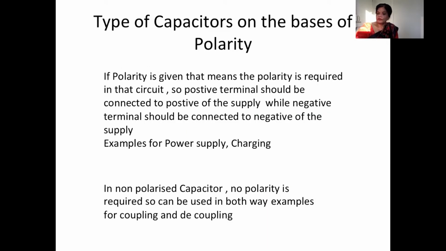Now the types of capacitor on the basis of polarity. If the polarity is given, that means the positive and negative should be considered. Positive should be connected to the positive of the supply and negative should be connected to the negative of the supply. Example, in rectifiers or power supplies, the positive of the power supply should be connected to the positive of the capacitor and the negative of the power supply to the negative of the capacitor.